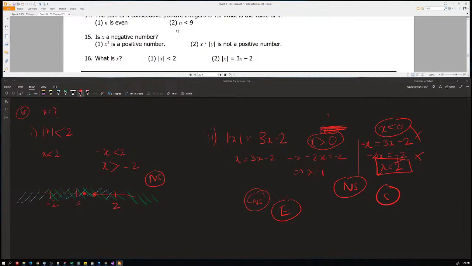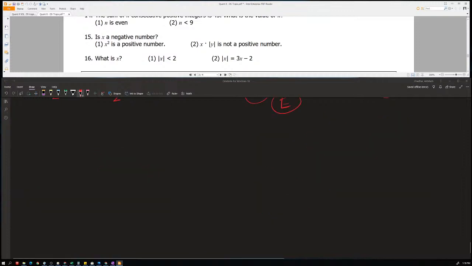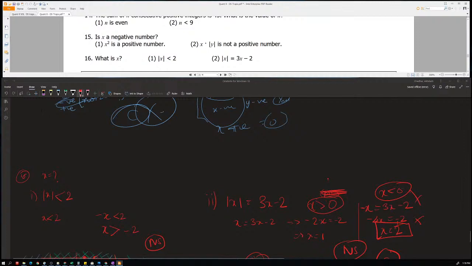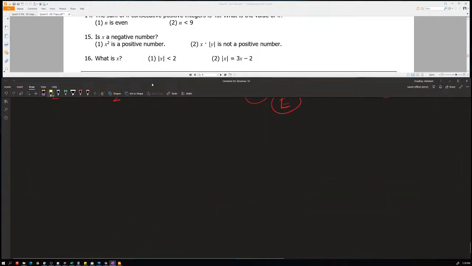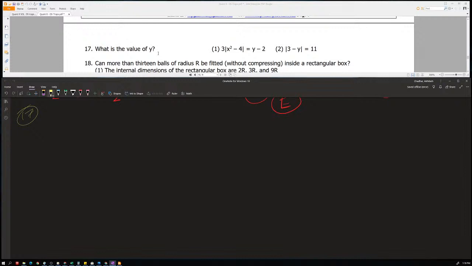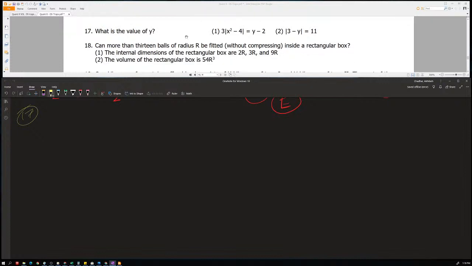Okay, and what I will do is take the next question, question number 17. So question number 17 is this. It says, what is the value of y? You need to find out, and the first condition is 3 of mod x squared minus 4 is equal to y minus 2.